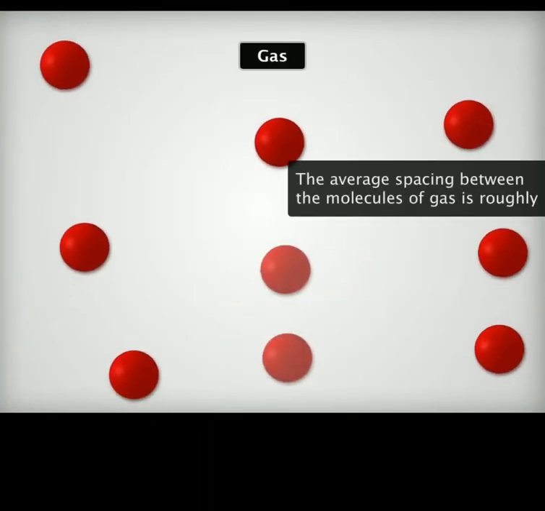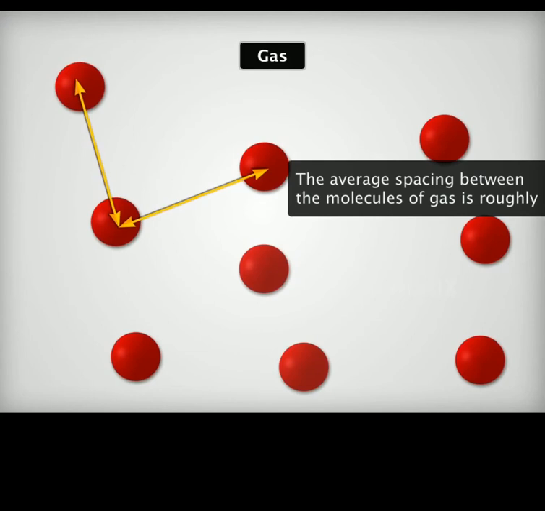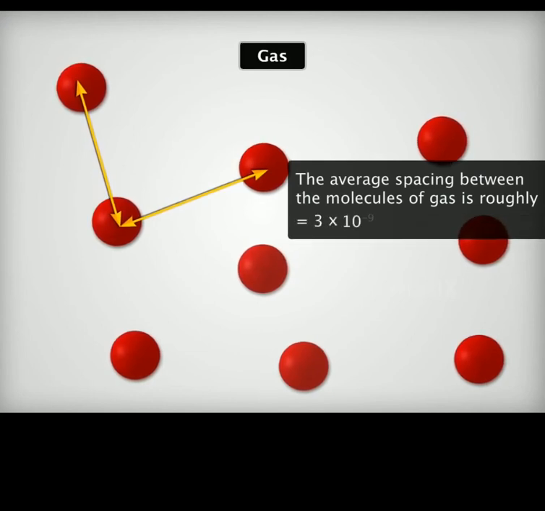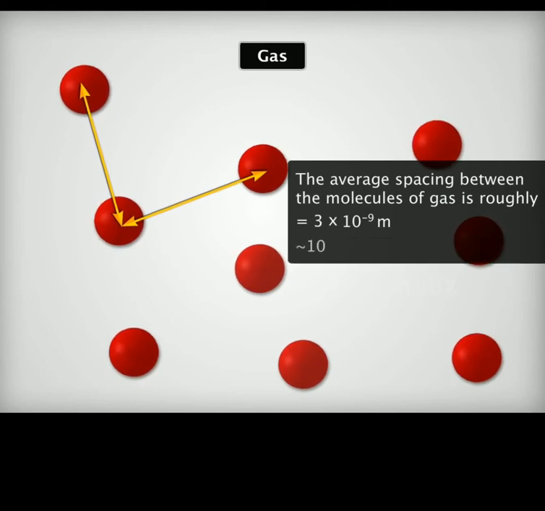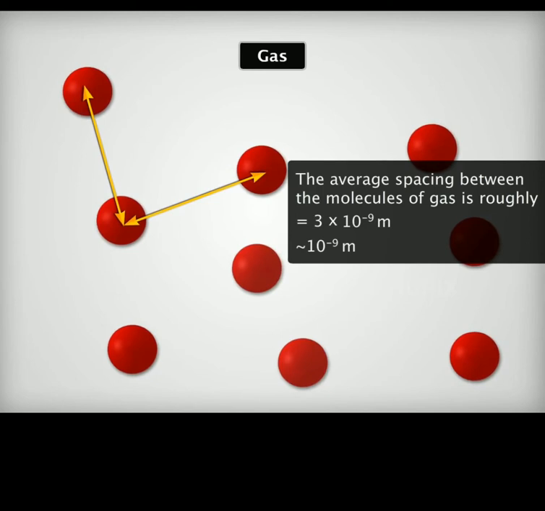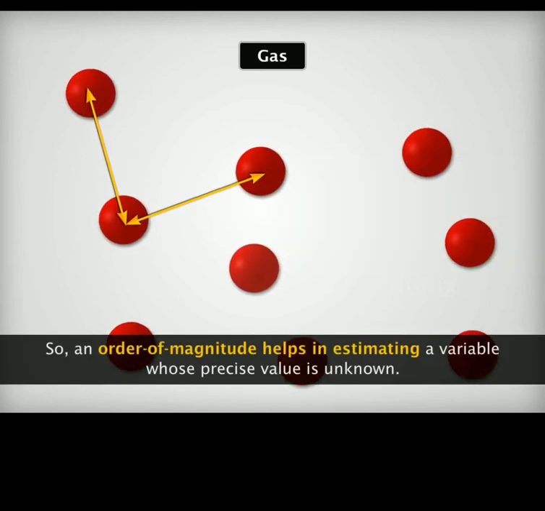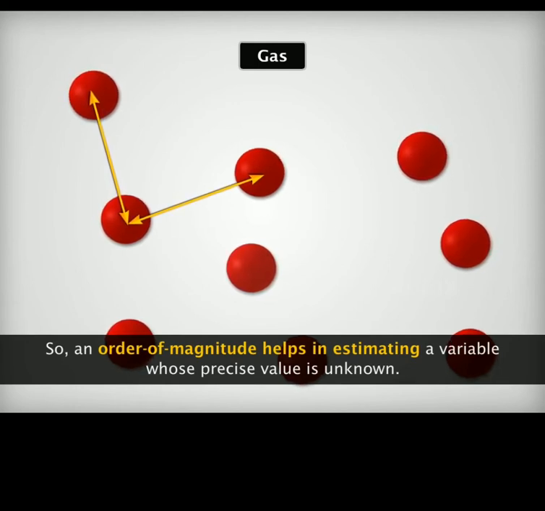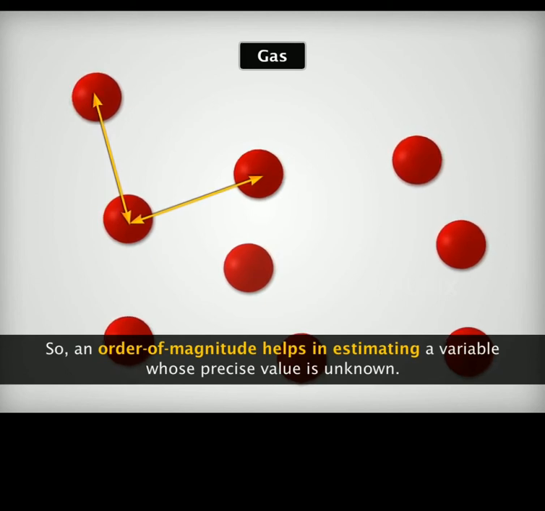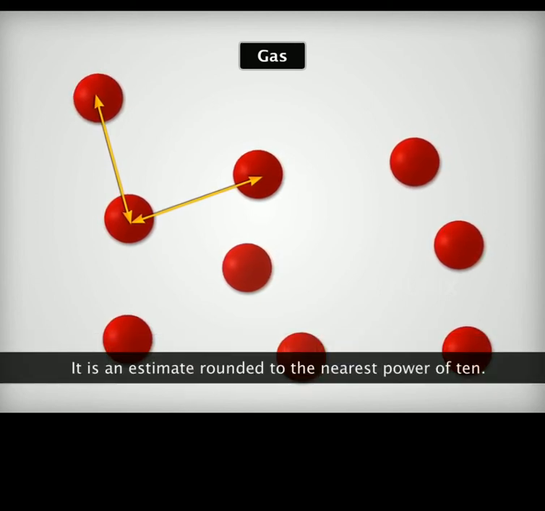The average spacing between the molecules of gas is roughly 3 into 10 to the power minus 9 meters, or in the order of about 10 to the power minus 9 meters. So from the above examples, it is clear that an order of magnitude helps in estimating a variable whose precise value is unknown. It is an estimate rounded to the nearest power of 10.